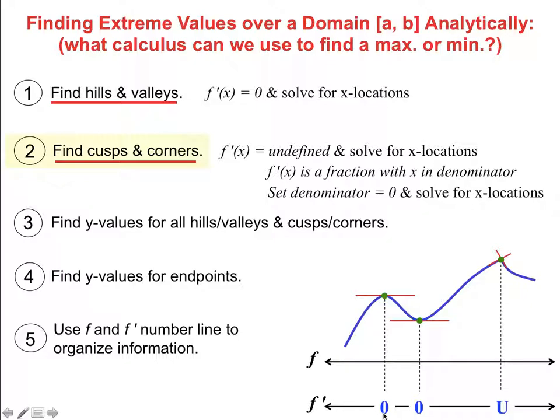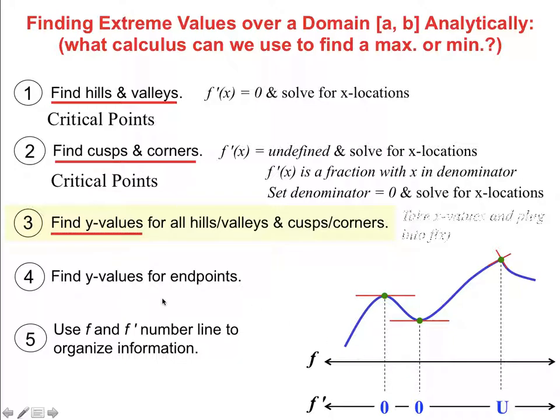So now we've got derivatives that are 0 values, hills and valleys. We have derivatives that are undefined at cusps and corners. We can find the y values. So these two are the critical points. We're going to find these y values then. We're going to take these x values, stick them back into the function, and find some numeric answer. Take the x values, plug them back into f of x, not the derivative, but the regular function. And we're going to find these y values, and we're going to stick them on that number line.